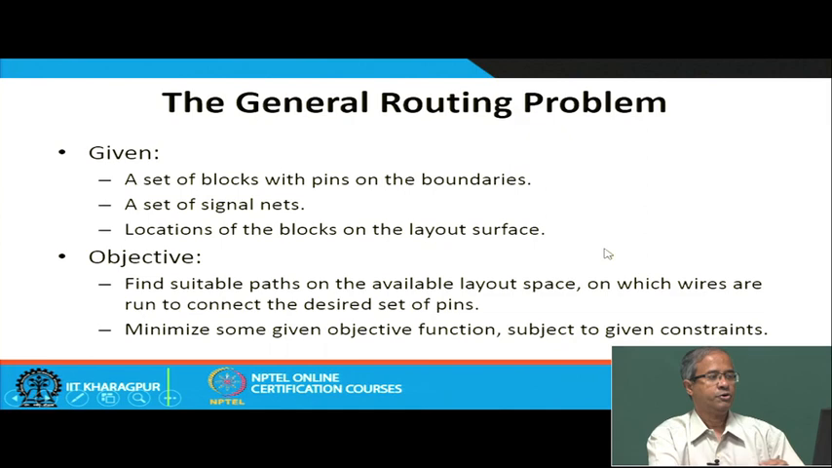The general routing problem you can visualize like this. You have a set of blocks with pins on the boundaries. You have a set of signal nets which need to be connected, and these blocks are already placed, with locations of the blocks on the layout surface. The objective is of course to find suitable paths through which you can run the wires to connect the pins as required, and of course you have to minimize certain objective criteria. Depending on the scenario and your priorities, the objective criteria may be different. So let us look at some of the more important objective criteria which people have tried to address and optimize.